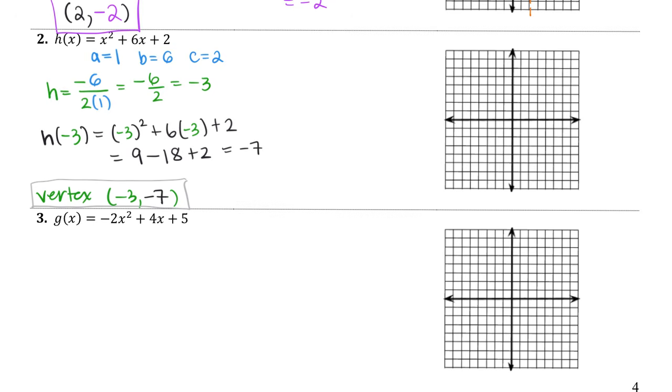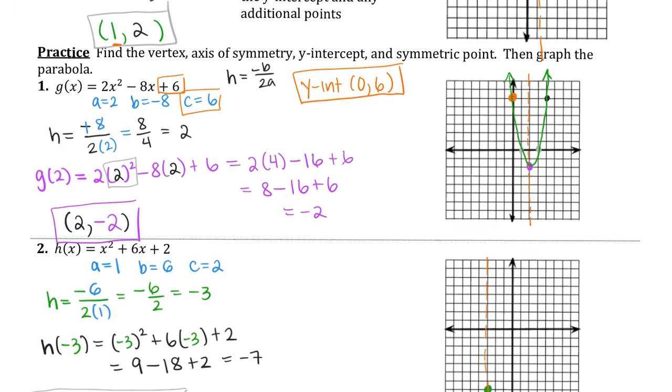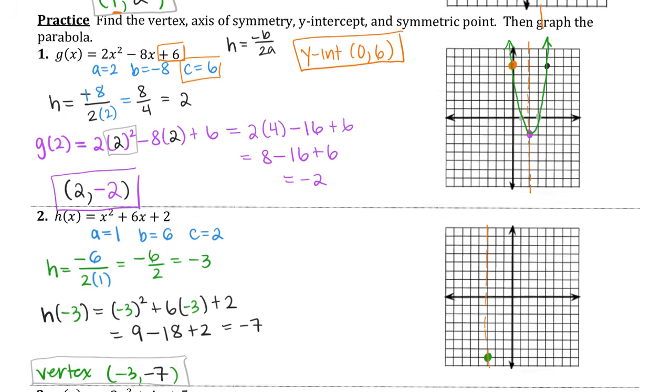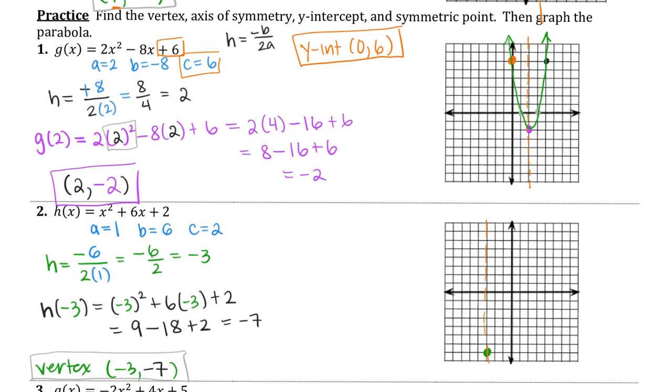Okay, let's graph the vertex before we lose track of it. 1, 2, 3, 1, 2, 3, 4, 5, 6, 7. Okay, down here. I'm going to draw the axis of symmetry before I lose it. Did they ask me what the equation is? Hold on, let me read the directions. Oh, they did. Hold on, let me go back and write the axis of symmetry.